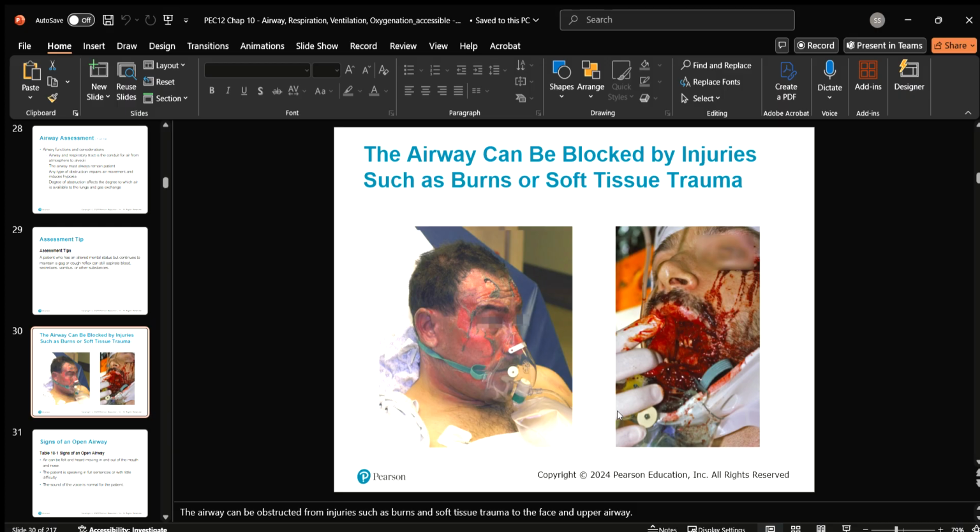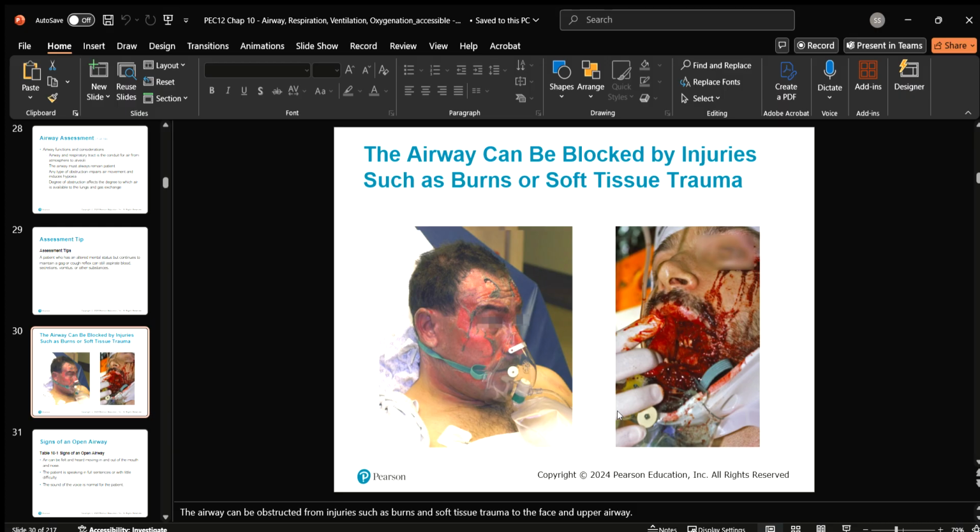Soot, okay? What if their nasal hairs are burnt? Their mustache or beard is singed? Maybe there's charring around their lips. These are all signs that would tell me that they probably inhaled some superheated gases.